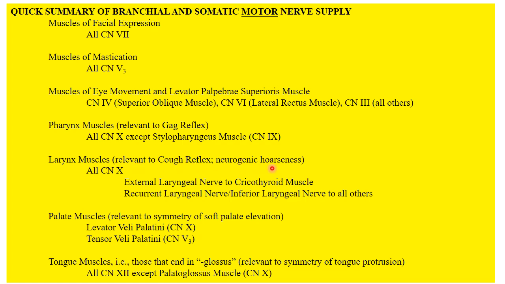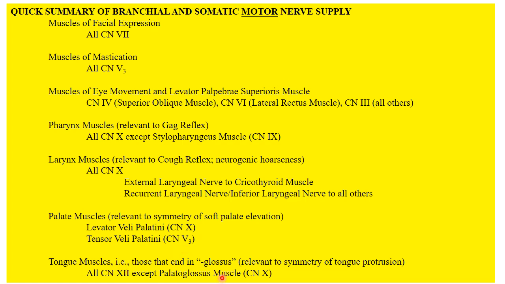Also, don't forget about neurogenic hoarseness. If we damage the recurrent laryngeal nerve on one side only, the patient will generally have a hoarse voice as a result. Palate muscles, we just covered this. This is relevant to soft palate elevation, but clinically, mostly you're testing the levator veli palatini. The 2 muscles that elevate the soft palate are levator veli palatini and tensor veli palatini. There's also musculus uvulae as well. That's the 3rd muscle. Basically it's all 10 except for tensor veli palatini, which is cranial nerve V3 again, the mandibular division of the trigeminal nerve.